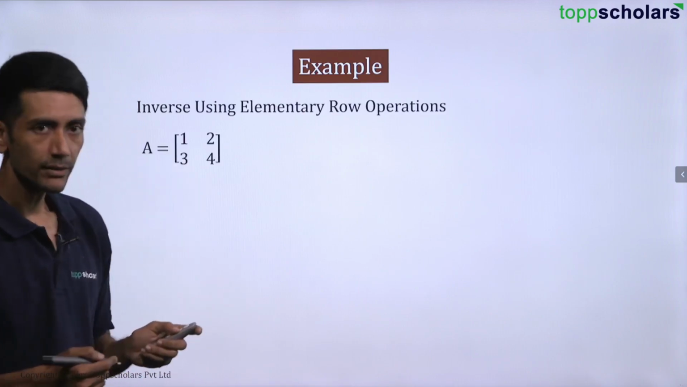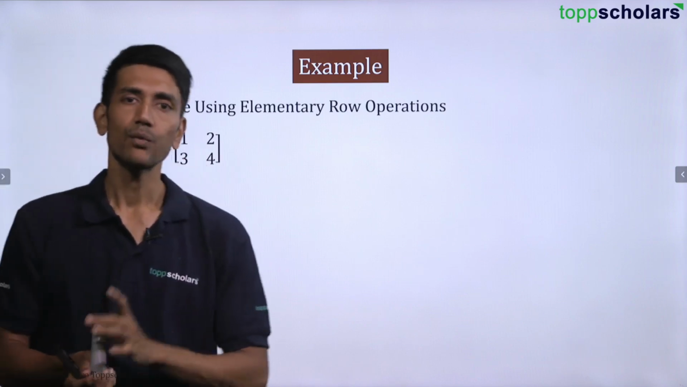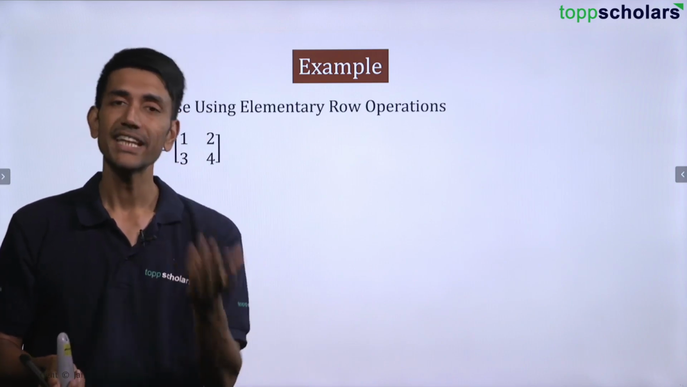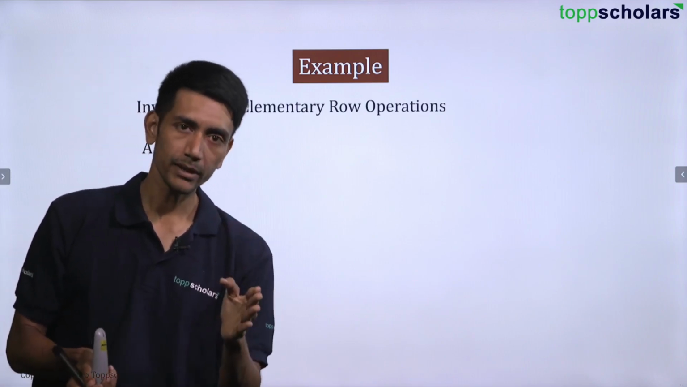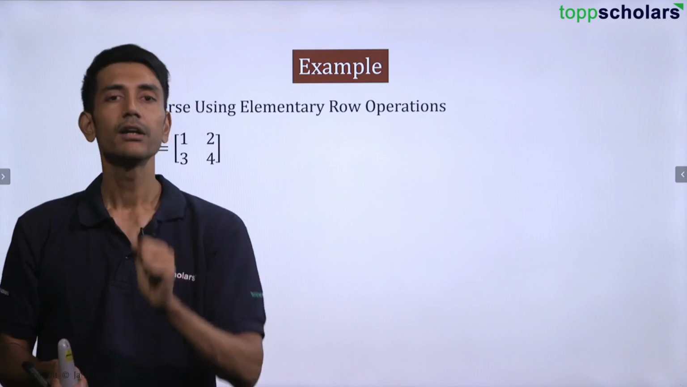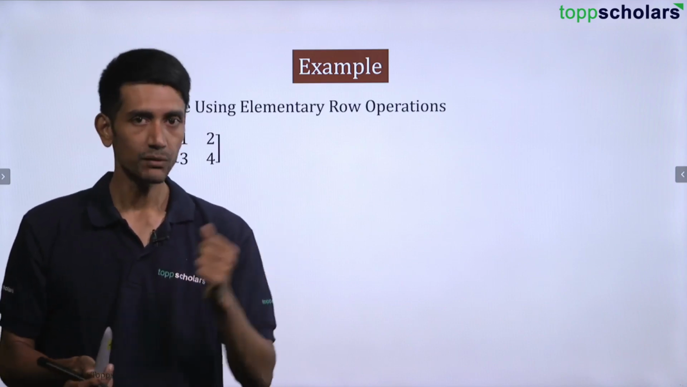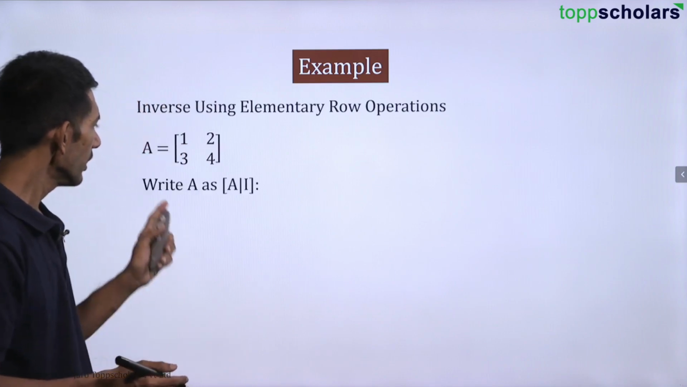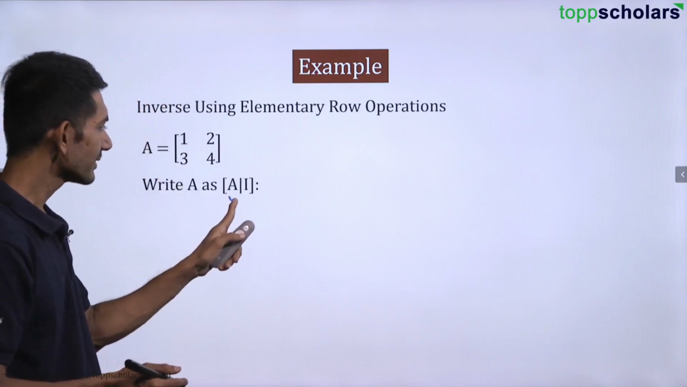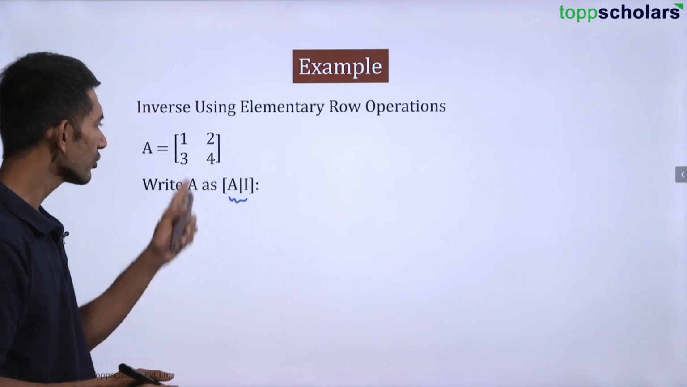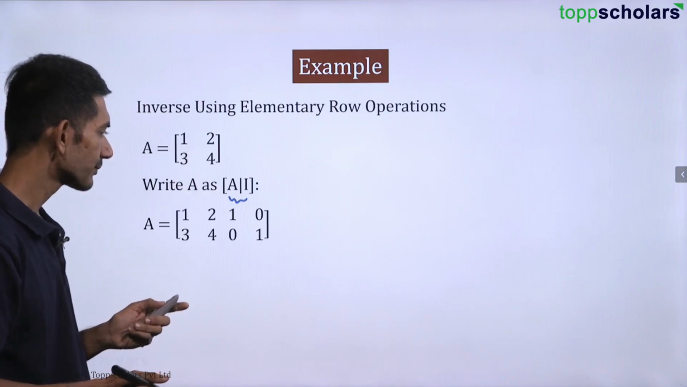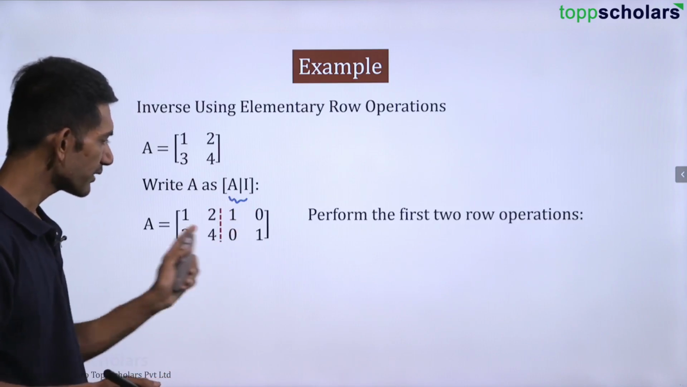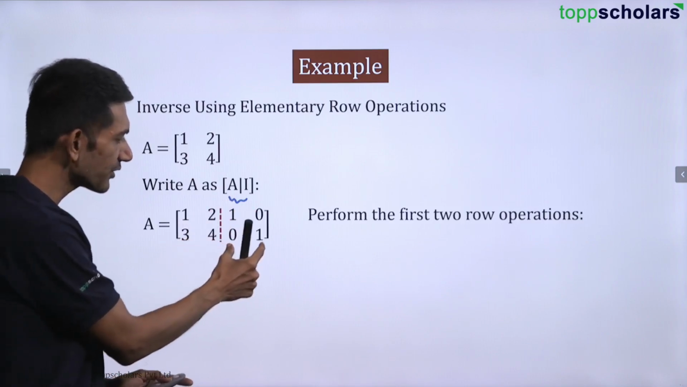So A is given, that is 1, 2, 3, 4. See, one of the ways to find out inverse is find the determinant, then find the adjoint, and then 1 by determinant multiplied by the adjoint gives you the inverse. But here we are going to do some row operations. Now we will write A as A I. So A is already there and I, like this. So let me split it. This is your A and this is your I.